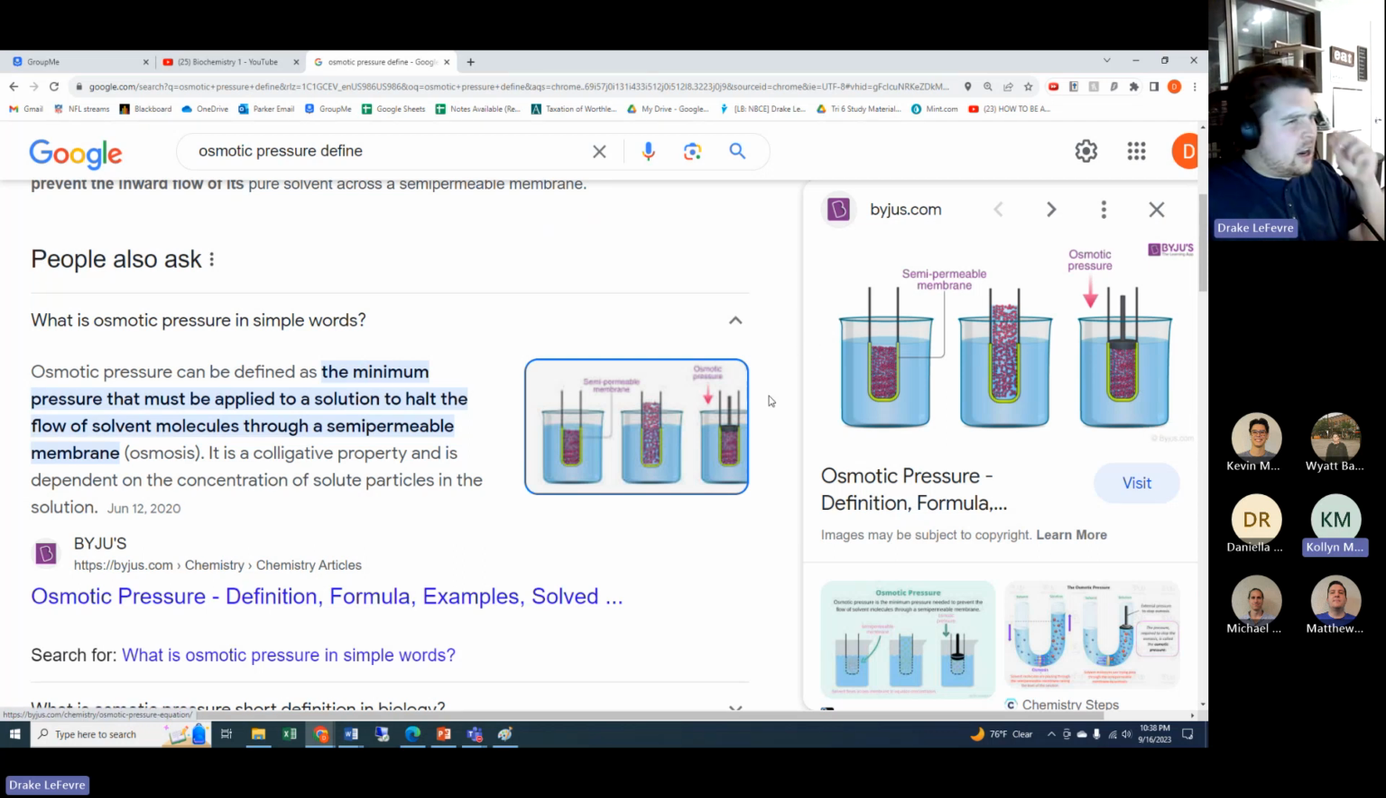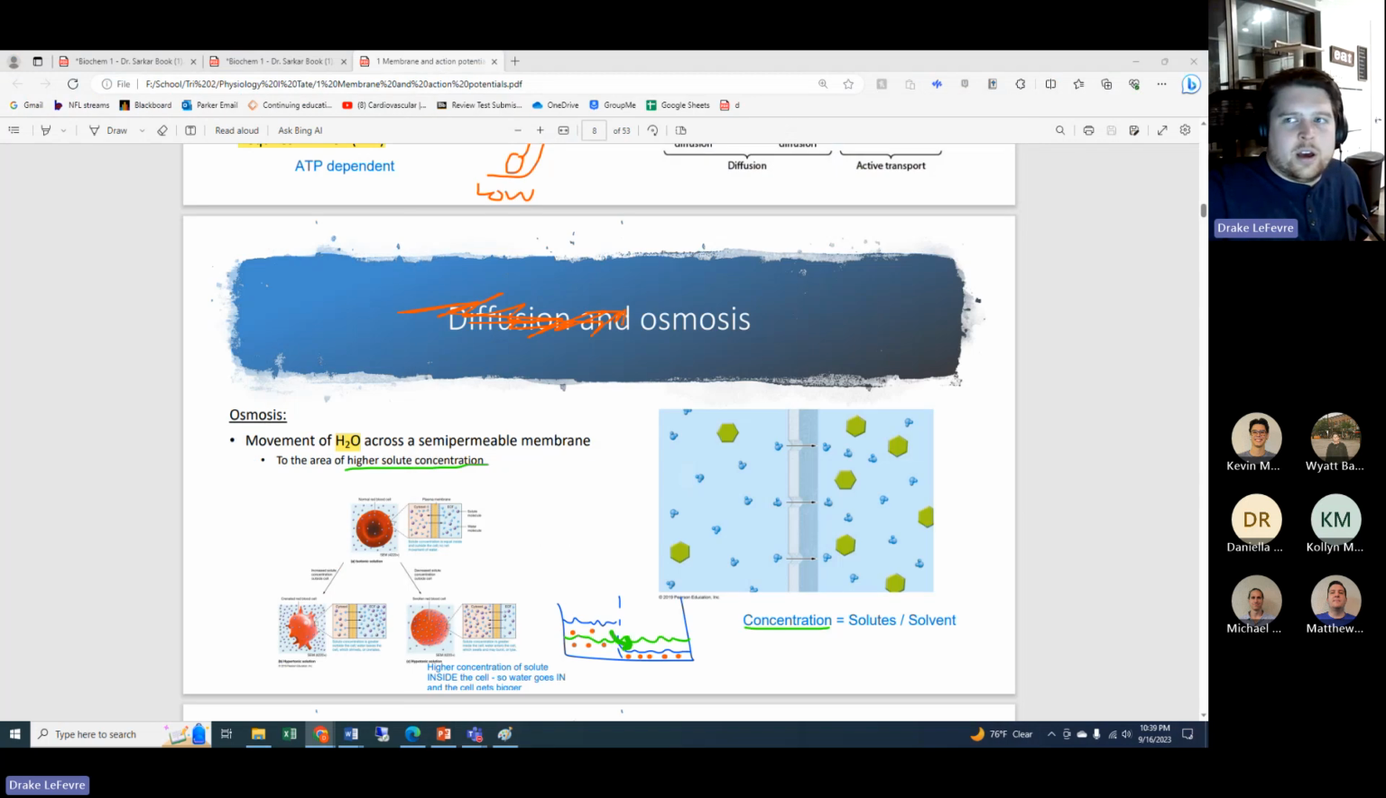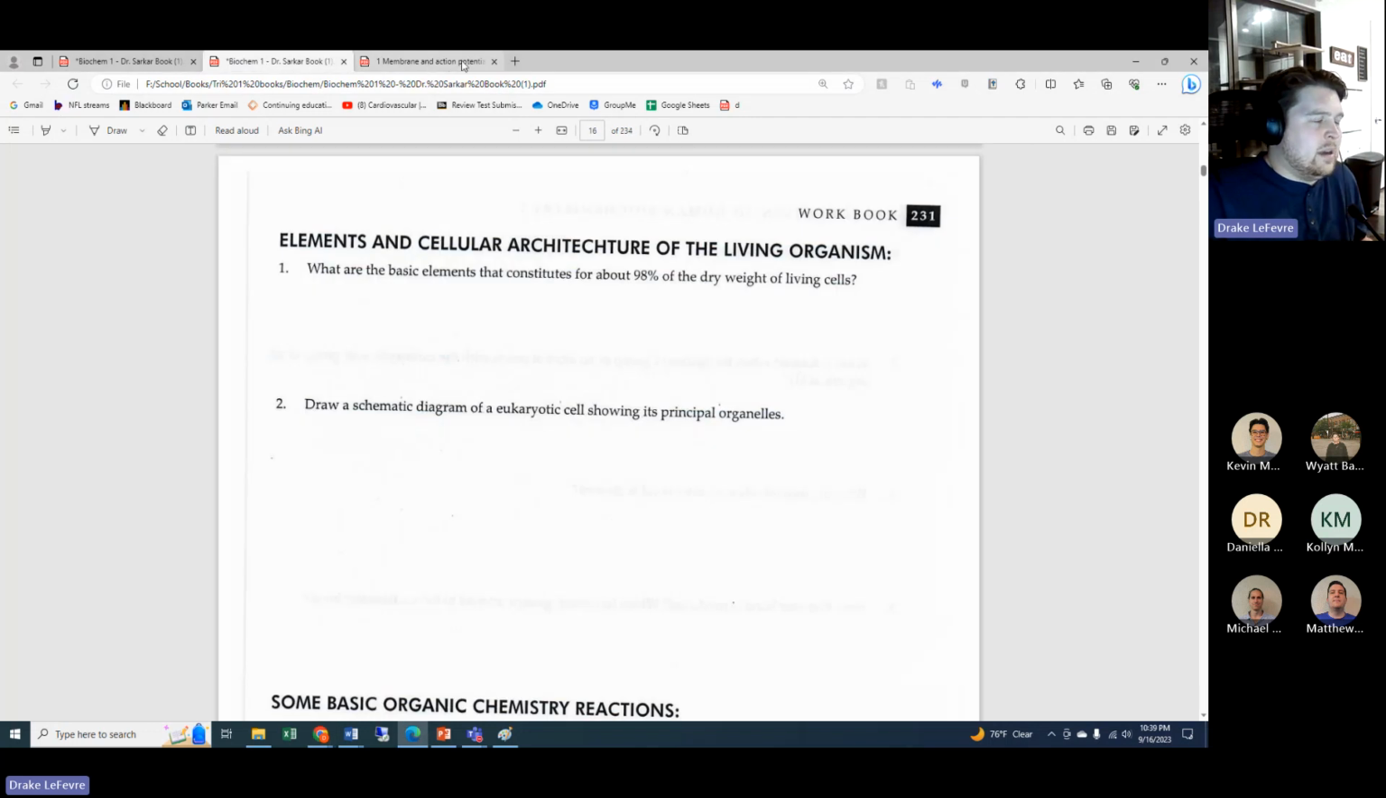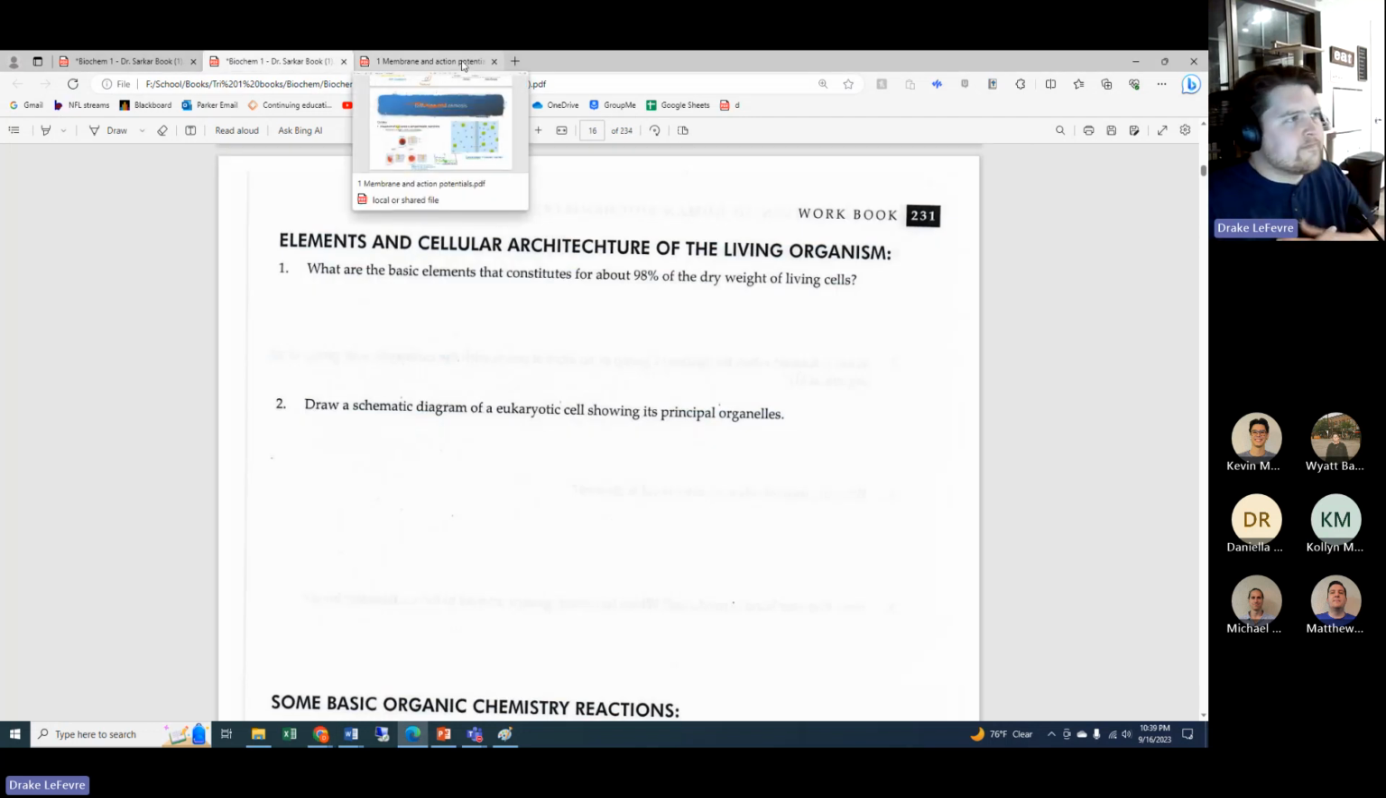You won't really get a lot of questions about osmotic pressure. You'll talk a little bit more about osmotic pressure, mostly in physiology courses. It just has to do with the flow of water back and forth across the cell membrane.